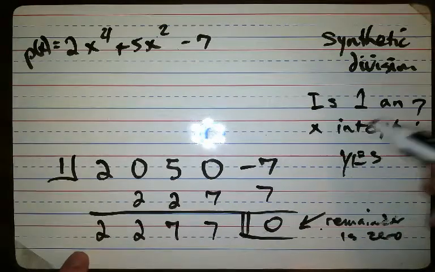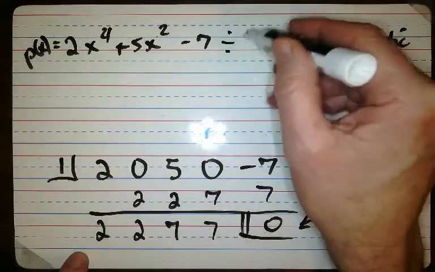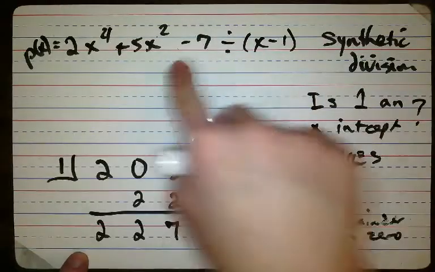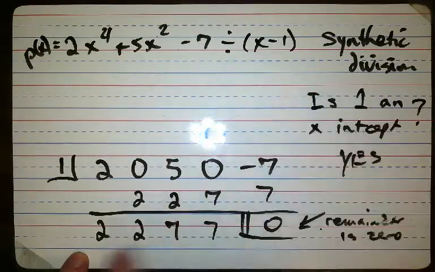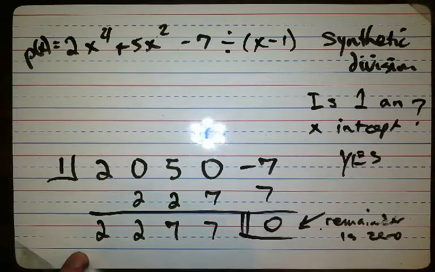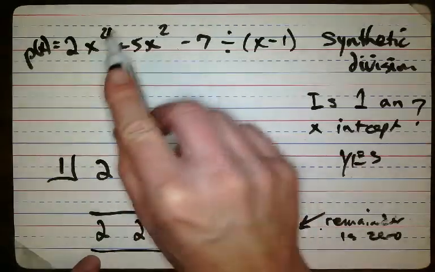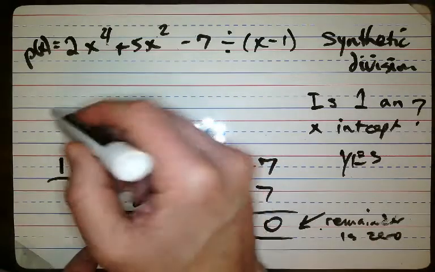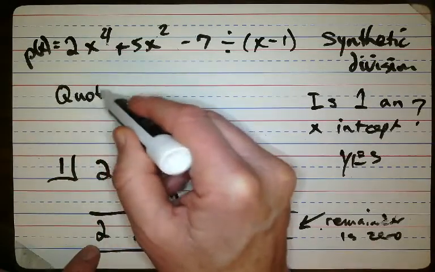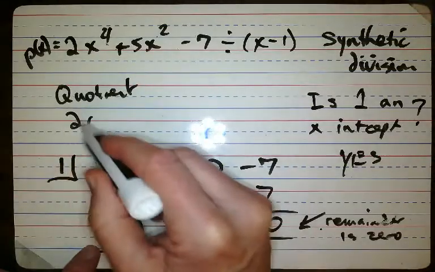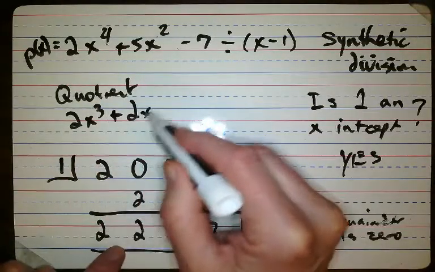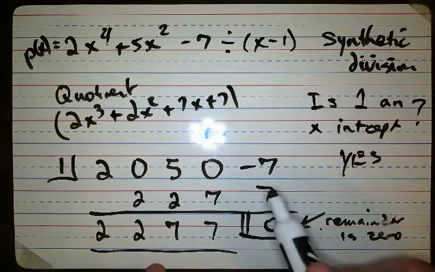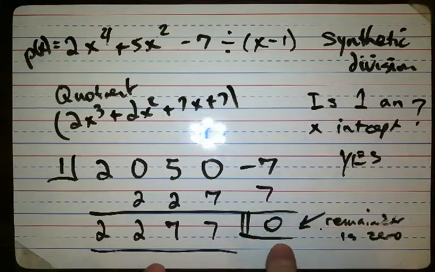And so you can use synthetic division to write the quotient. If I was dividing this by, what would that have to be? It would have to be divided by x minus 1. If I said take this and divide it by that, then this would be the answer, right? This is the quotient. So remember, it's always 1 less than the thing we started with. So if this is x to the 4th, that means the quotient is 2x to the 3rd plus 2x squared plus 7x plus 7. Right? That's the quotient. And then the remainder is 0.